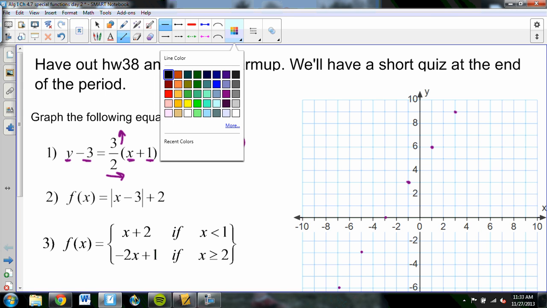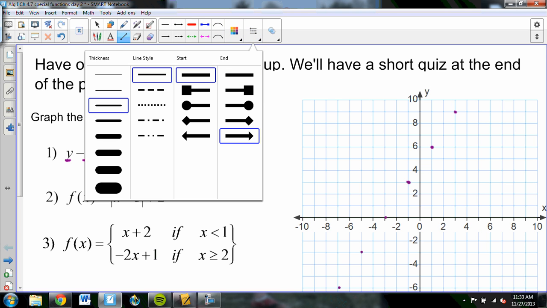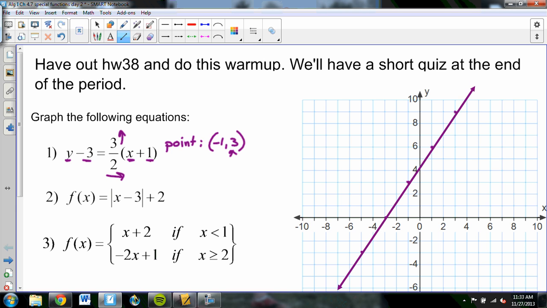Now that I've got my dots, graph my line. There it is. Notice how my line goes across the entire plane. Okay, is there a question about that one? Should be okay with that.